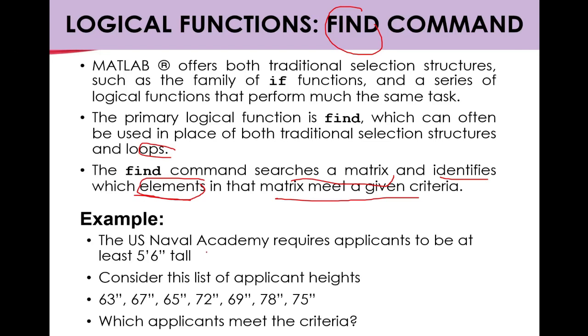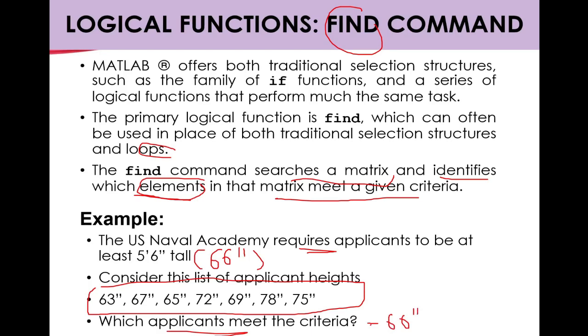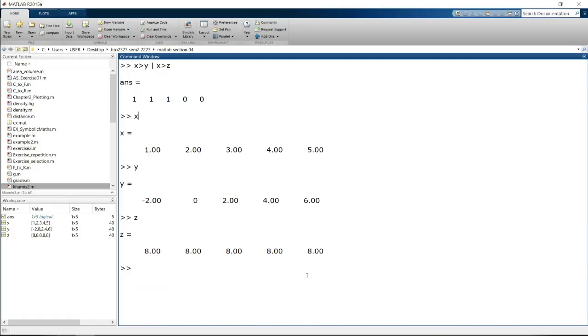The US Naval Academy requires applicants to be at least 5 feet and 6 inches tall. If we convert, it is about 66 inches tall. So we have this height vector of 7 different persons, and we have to identify which of the applicants meet the height criteria, which is 66 inches. Let's open our MATLAB.